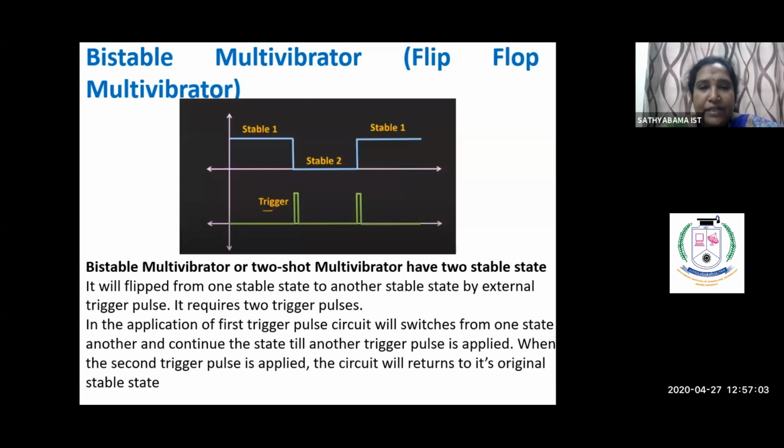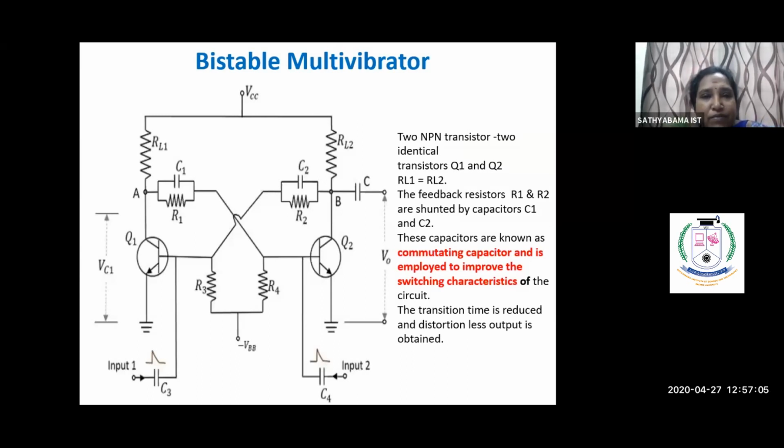We'll see briefly the concept of the bistable multivibrator with the help of this circuit diagram. Look at the circuit diagram. There are two transistors, Q1 and Q2. At the output of the Q1 transistor there is the RL1 resistance, and at the Q2 transistor output we have connected the RL2 resistor, and both are coupled to VCC.